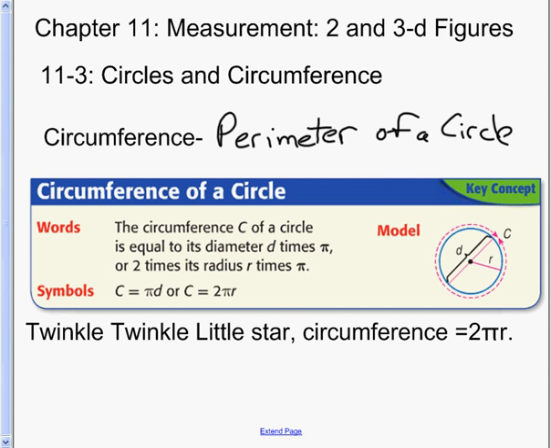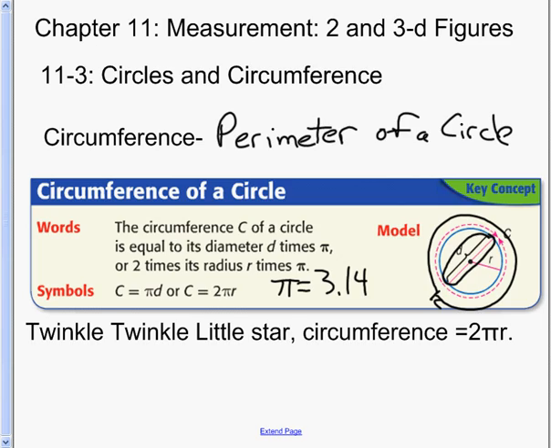The circumference C of a circle is equal to its diameter D times pi, or 2 times its radius, r, times pi. So diameter is going to be this middle piece all the way across and has to go through the center, times pi, which is 3.14 for short, is what we'll use. So 3.14 times the diameter will equal the circumference of all the way around the circle once. And a little phrase to help us remember is twinkle, twinkle, little star. Circumference equals 2 pi r.